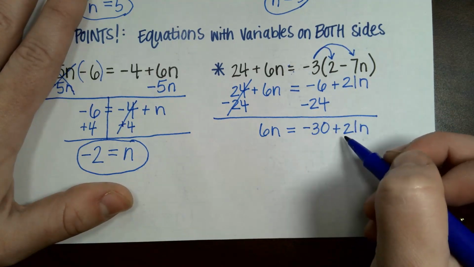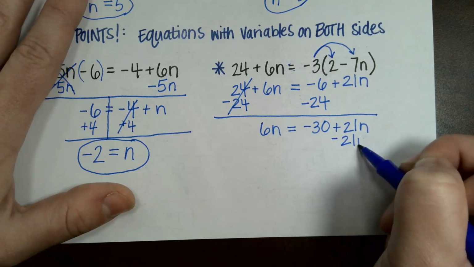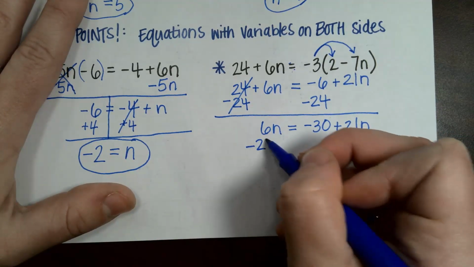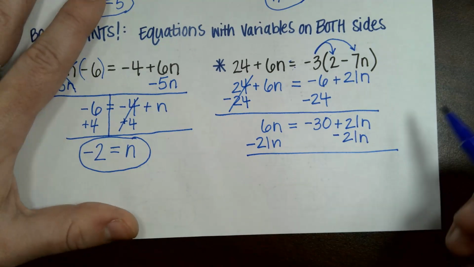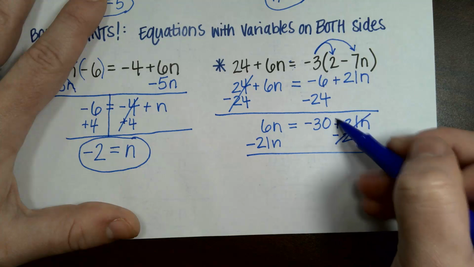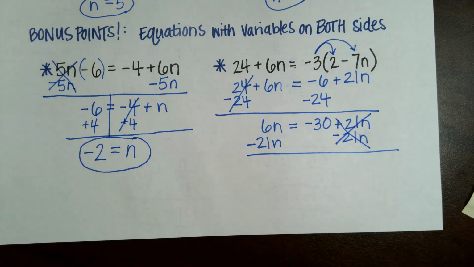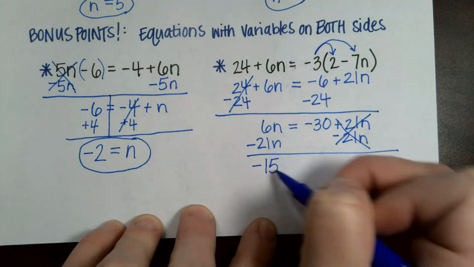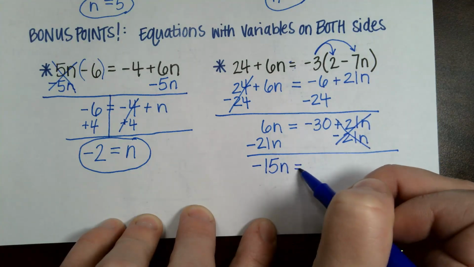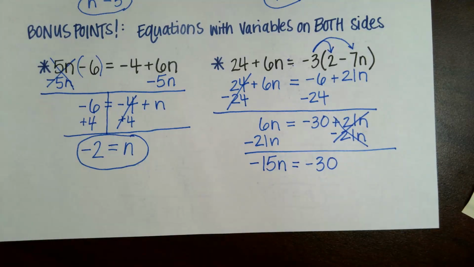So you said minus 21n, is that what you want to do? Okay, minus 21n on both sides. Okay, and then what happens? Yes, my 21ns are gone, they cancel. And what is 6n minus 21n? Yes, -15n equals -30. Okay.